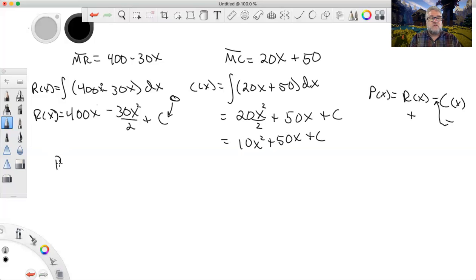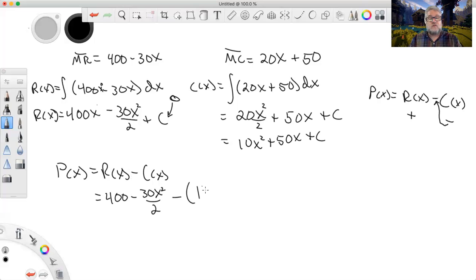So my revenue function, oops, not revenue function. Somebody should have told me. Profit function is revenue minus cost. So that will be revenue, which is 400x minus 30x squared over 2, minus cost. And I'm just going to stick the plus c out here. We don't have to put it in here and multiply it by a negative, because whether this number is positive or negative, it's still a constant that we don't know.